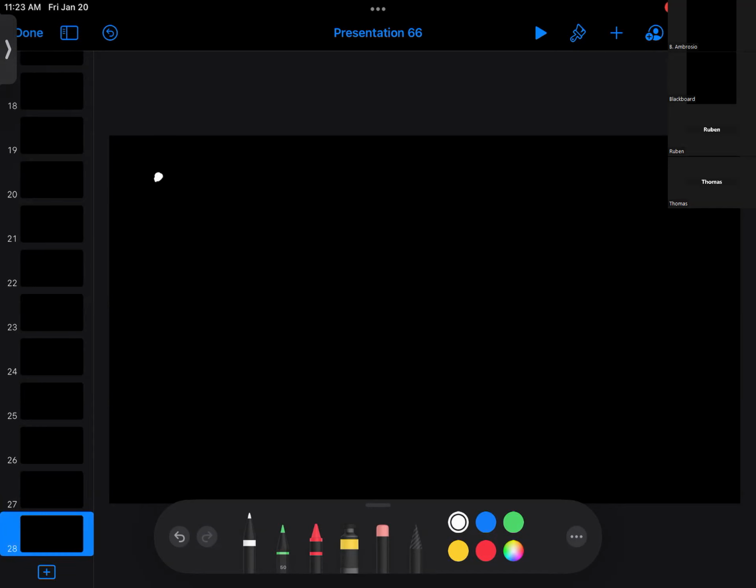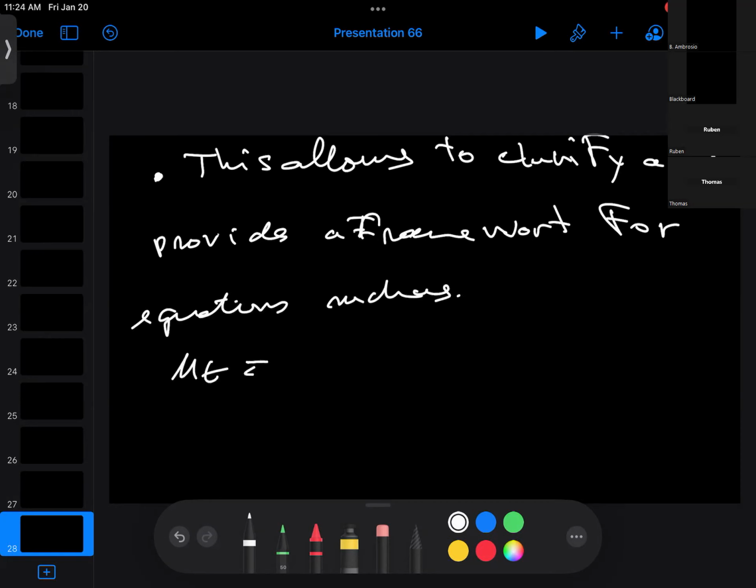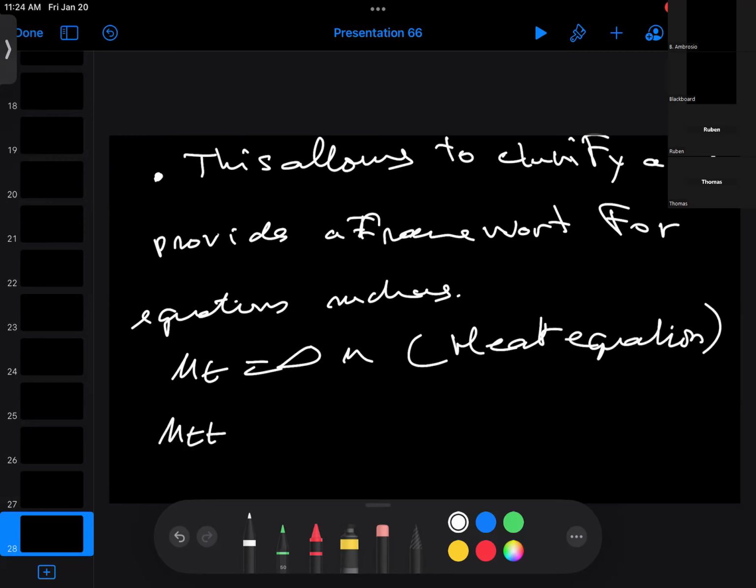Right, so this allows to clarify and provides a framework for equations such as the heat equation, wave equation, and etc. etc. So we saw today Maxwell, we saw Schrodinger. Okay.